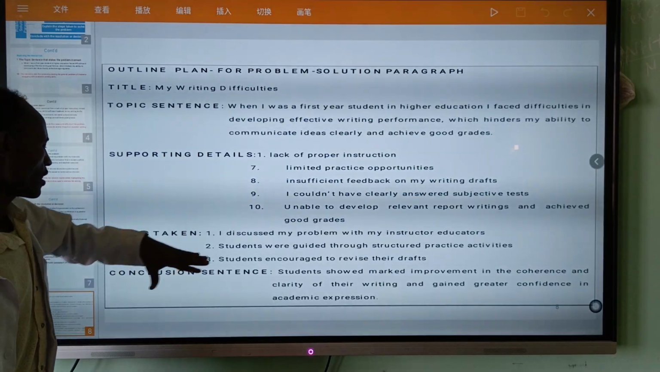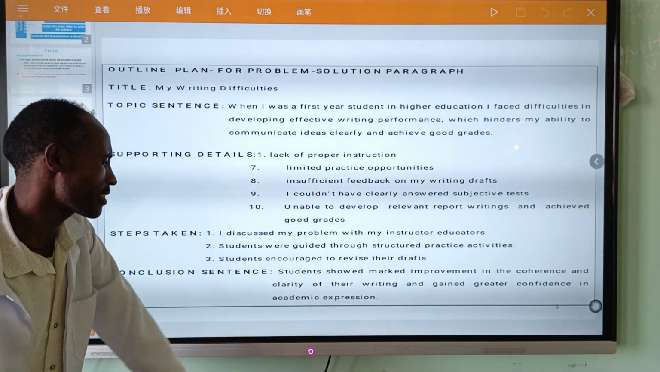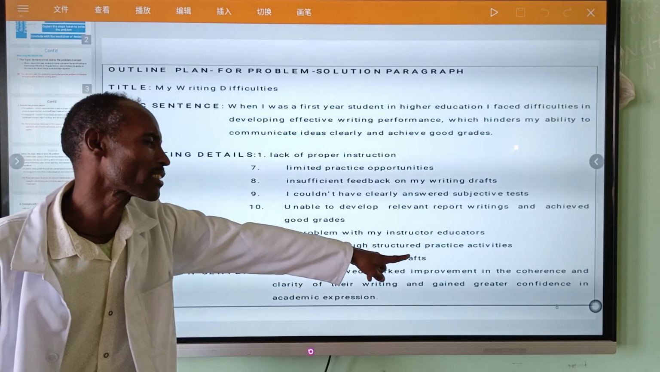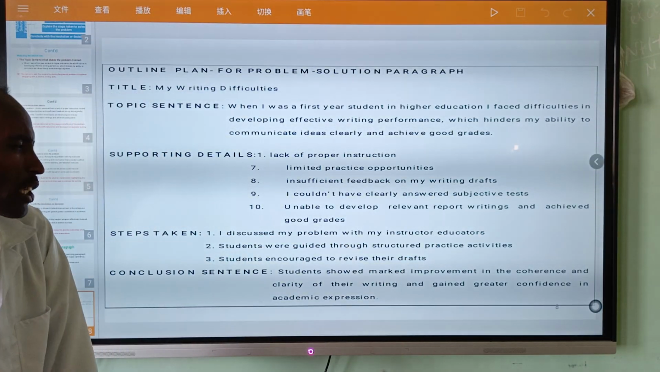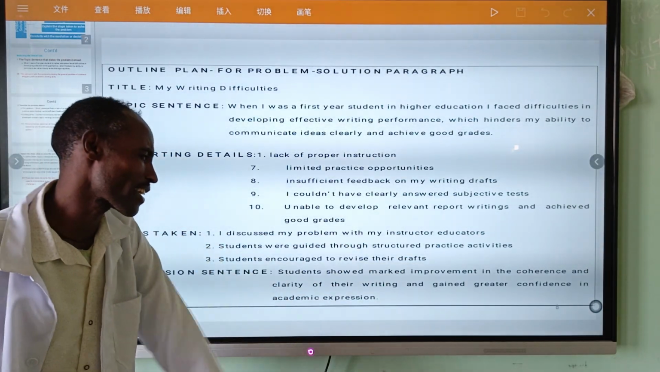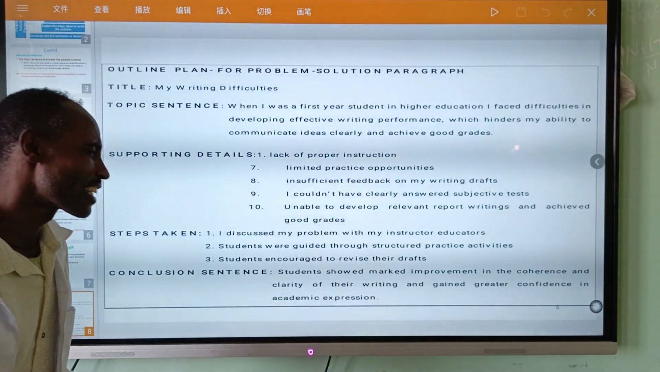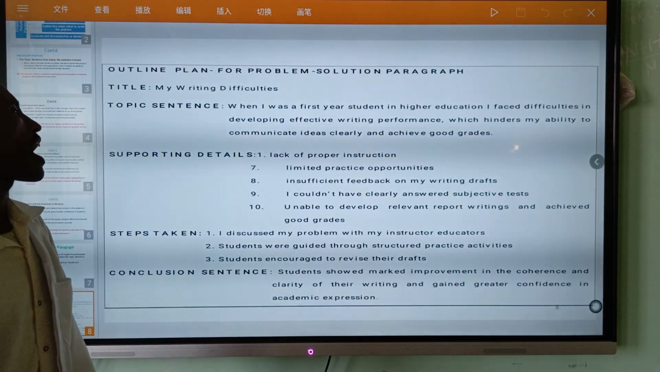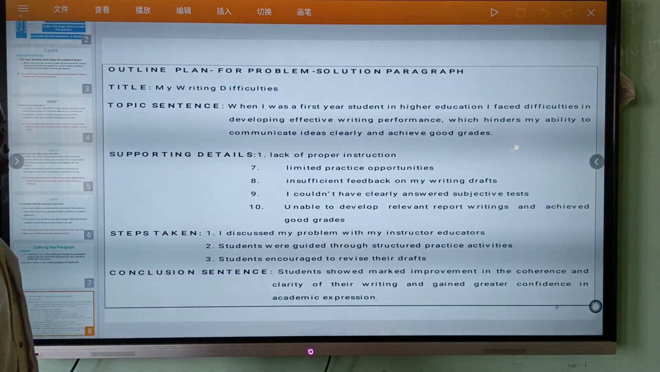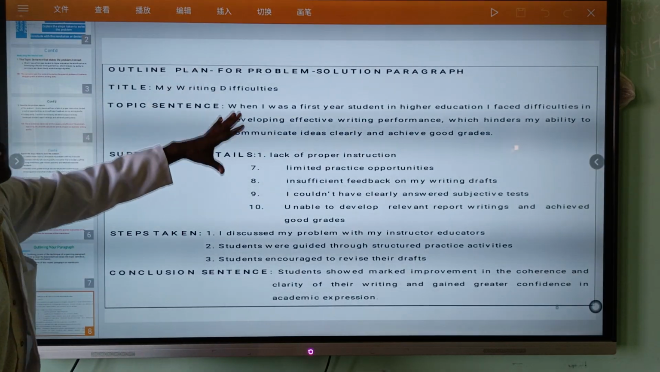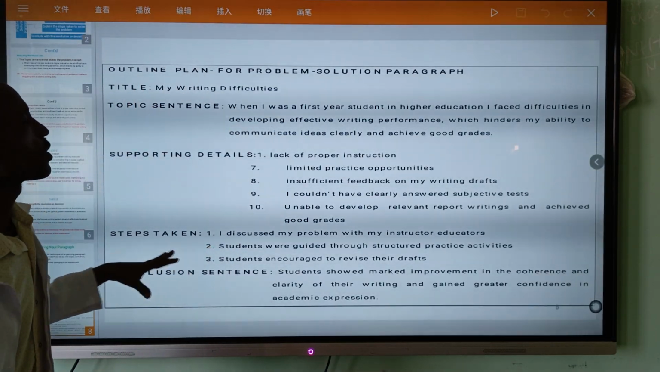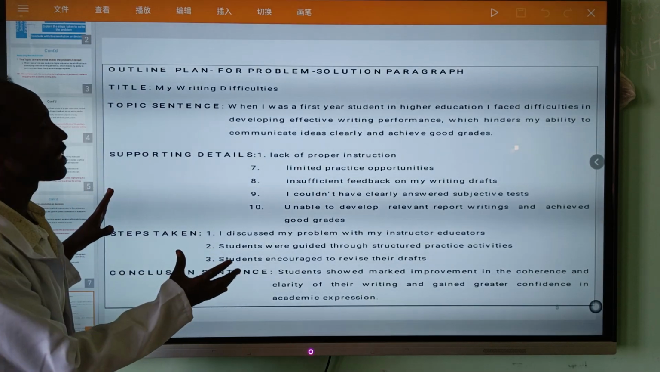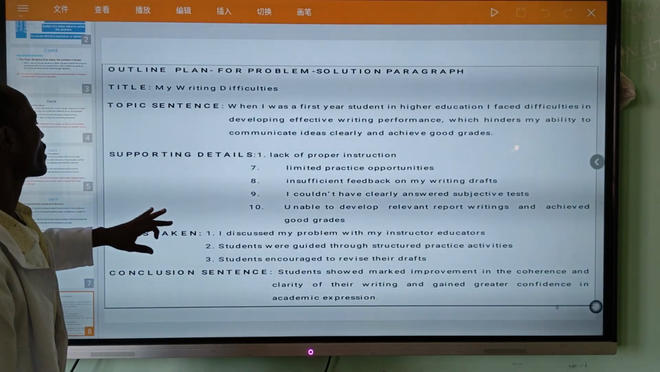Finally, it is concluded by this sentence: students showed marked improvement in the coherence and clarity of their writing and gained greater confidence in academic expression. This is the general outline of the model text I have selected for you.